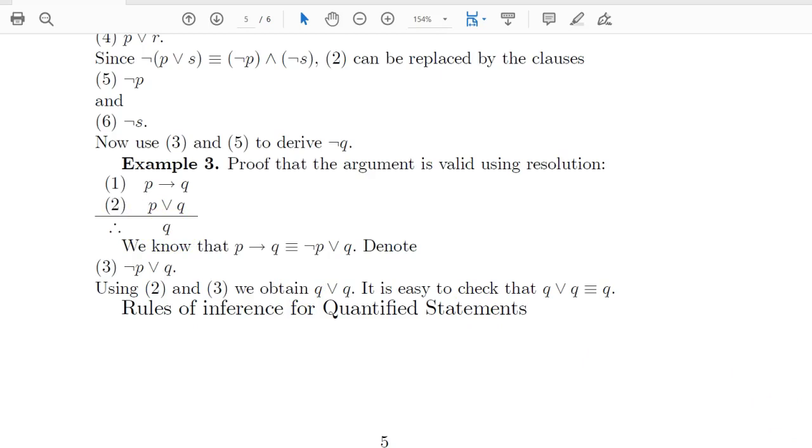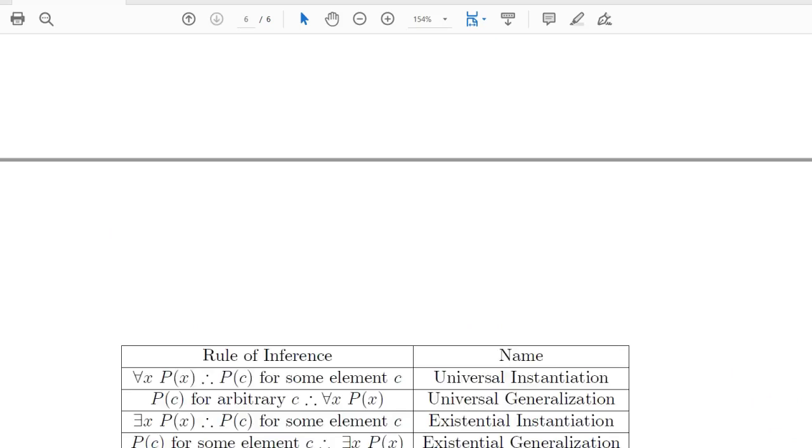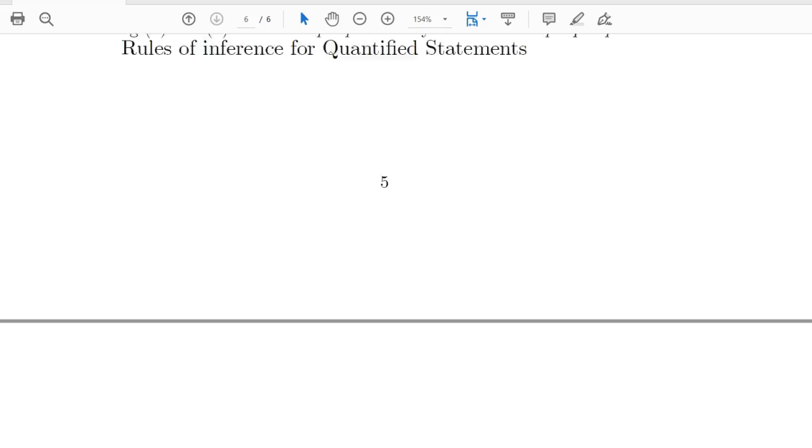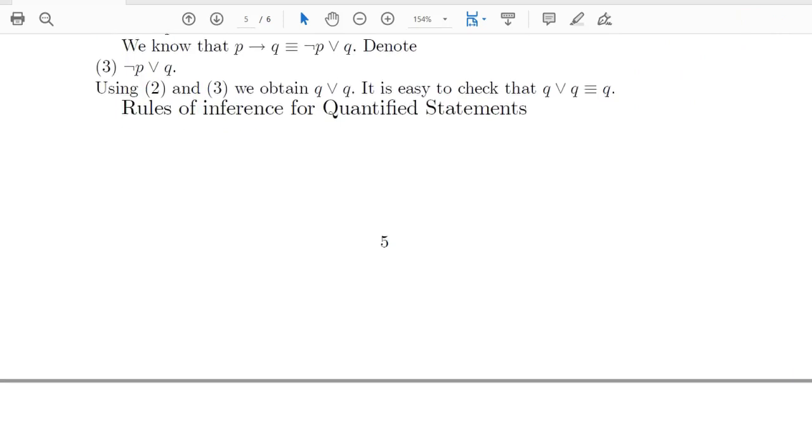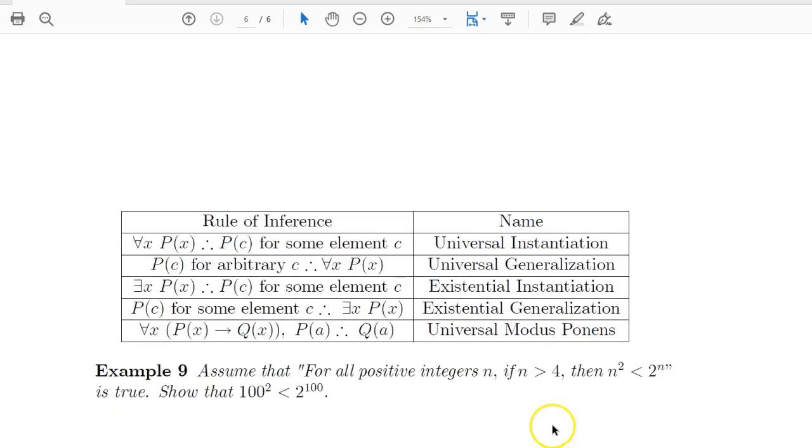Next, we consider rules of inference for quantified statements. These rules of inference: for every x P of x, and therefore P of c for some element c from the domain of x. This is called universal instantiation.